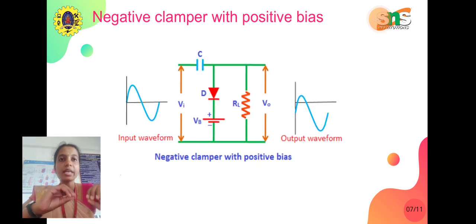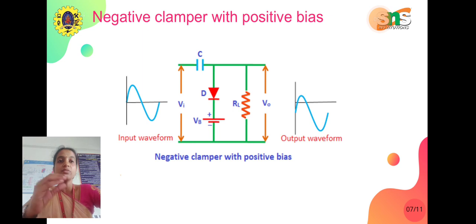Now we have negative clamper with positive bias. First we have seen the positive clamper with positive and negative biases. Now we are going to see about negative clamper with positive bias. Here we will have a small change in the diode connection. Positive will be connected to the anode and the capacitor will be connected to the cathode.